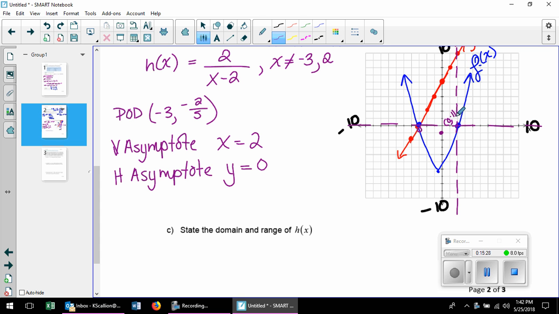Okay, so let's pick a point. Let's put in 4. If I put 4 in there, x is 4, what's y? Positive 1. So this one is 4 and 1. So I would have this part going this way, and work on making sure that our graph is moving away from the asymptotes.